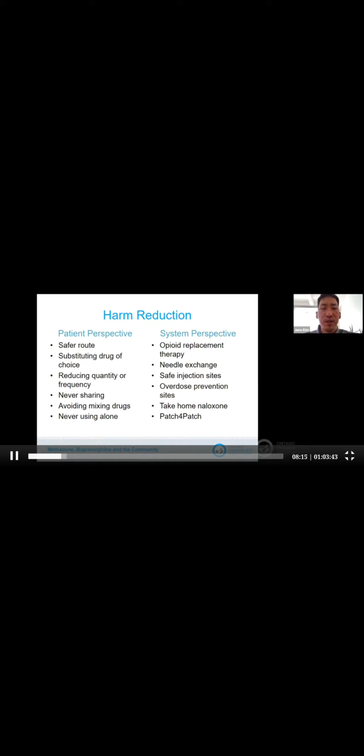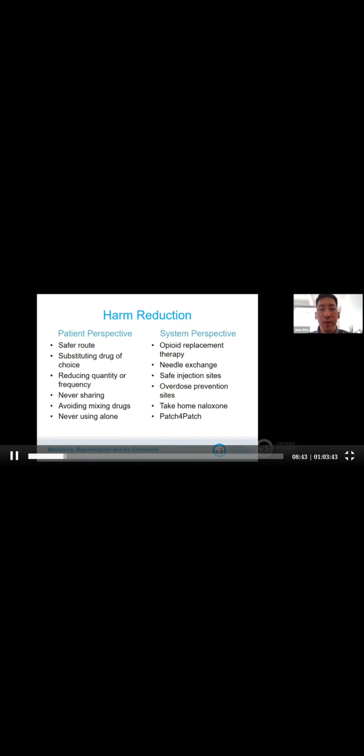Another option is substituting their drug of choice. So again, if we know that patients are obtaining their opioids illicitly from the street, using fentanyl, which is obviously very dangerous and a high risk of opioid overdose, we could maybe suggest that they use a safer supply or prescription medications as their drug of choice over fentanyl.